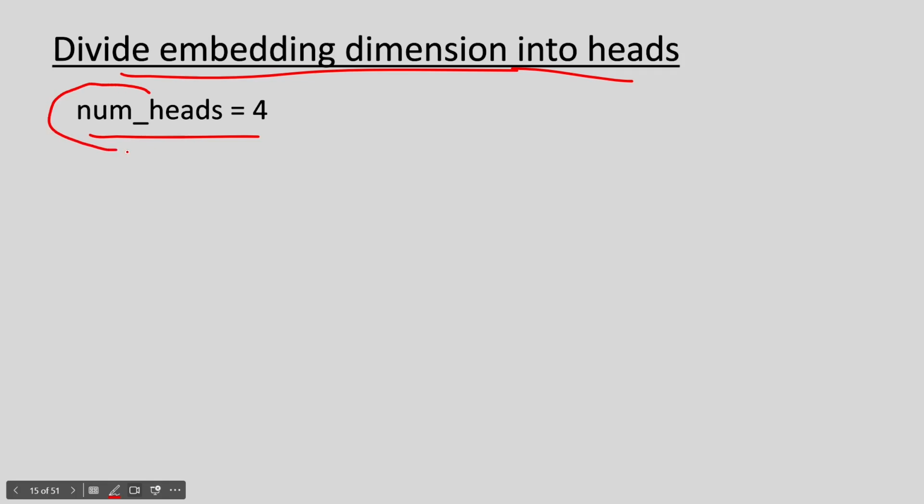Okay, now how do we do this? From here we start multi-head attention. Multi-head attention is what we are going to start over here. We say number of heads equal to 4. So what we'll do, we'll divide the embedding dimension by the number of heads. So first we have to specify how many heads we want. We are saying that in our case we want 4 heads.